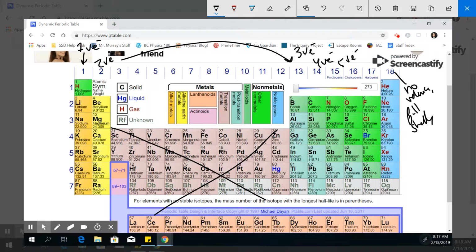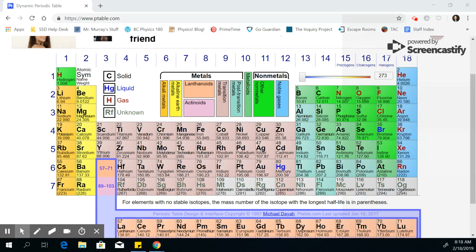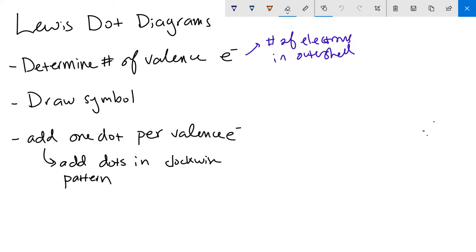So if I want to know, say, how many valence electrons germanium has, I would find germanium. I see it's in the 14th group, so I subtract 10. That means I'm going to have 4 valence electrons. Right? Let's use germanium as our example then. We know it has 4 valence electrons. So we know germanium, Ge, 4 valence electrons. Great.